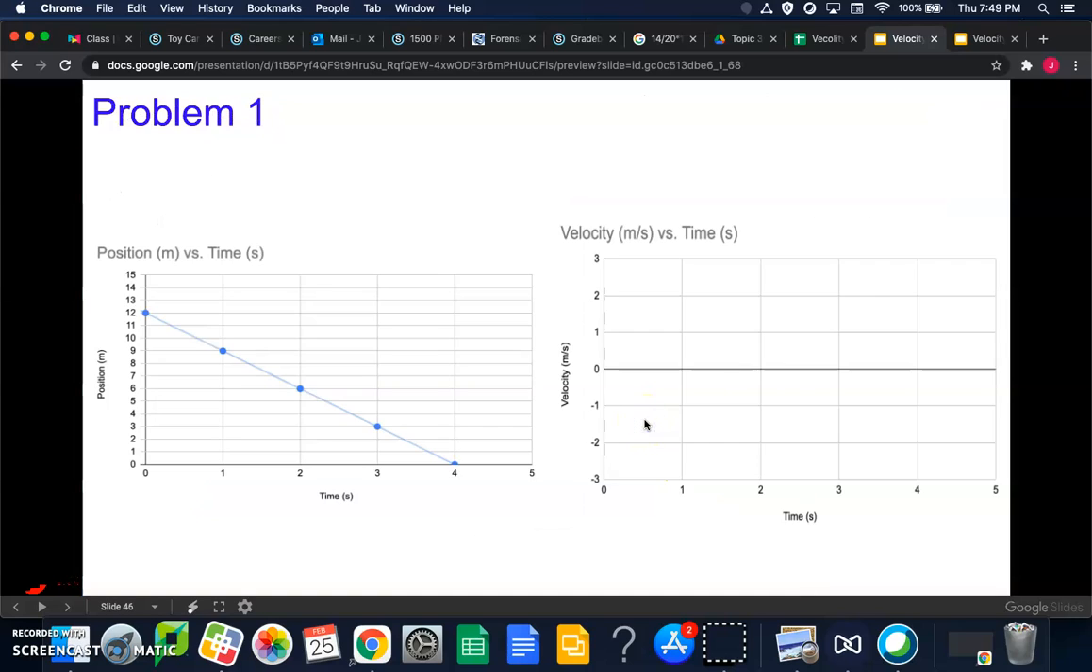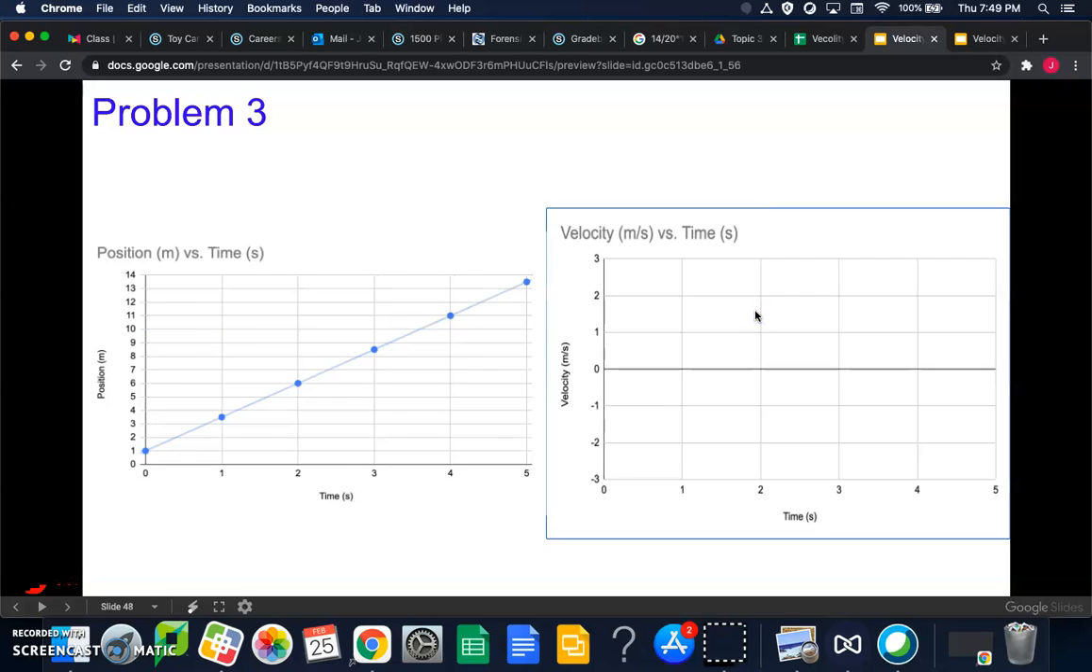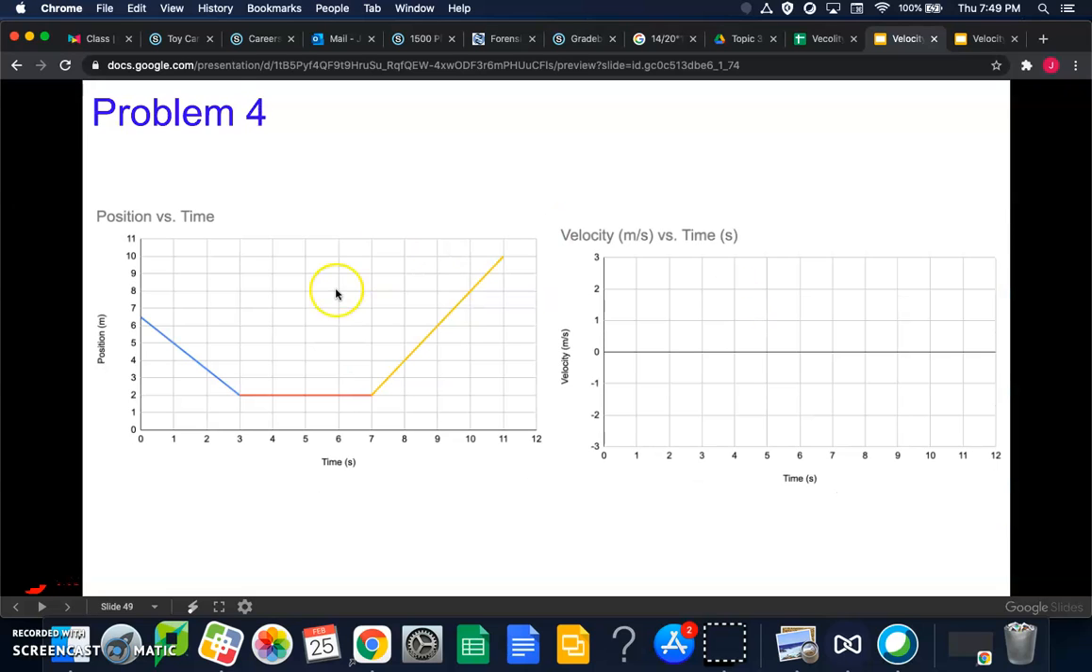then what you're going to do is go through these practice problems. You're going to take these graphs and turn them into velocity versus time graphs. That should be pretty straightforward, nothing too tricky there. Problem 4 is one of those ones with multiple segments, so you're going to plot multiple segments on this velocity versus time graph.